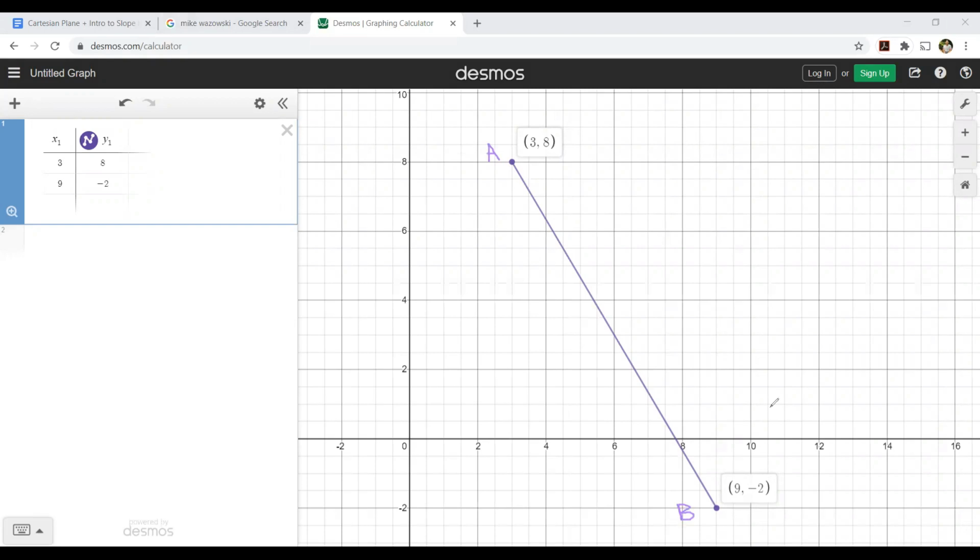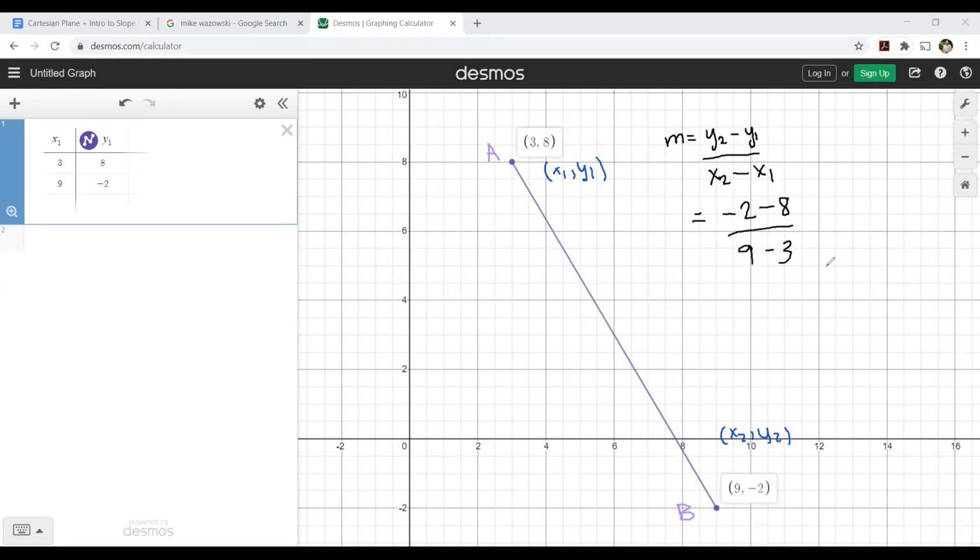So out of our 2 points, which one is the furthest to the right? Well, in this case, B is furthest to the right. So right away, I'm going to label that as x2, y2, and point A as x1, y1. Now, if you remember this new formula, m is equal to y2 minus y1 over x2 minus x1. Now we simply plug that back into the equation, and we get -2 minus 8 over 9 minus 3.